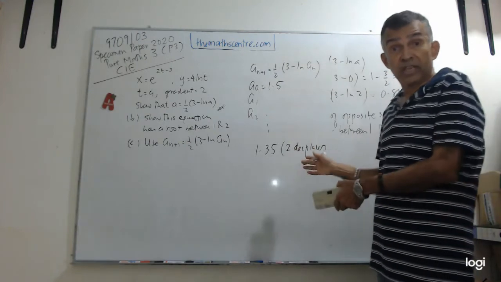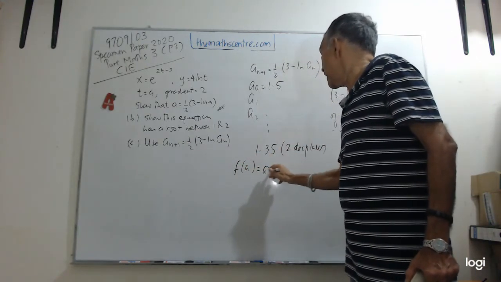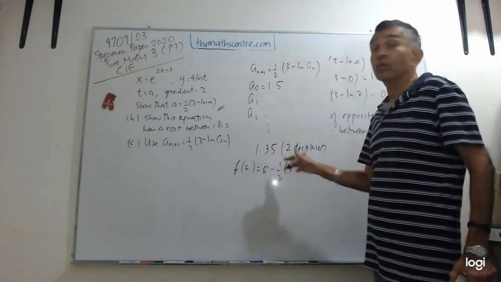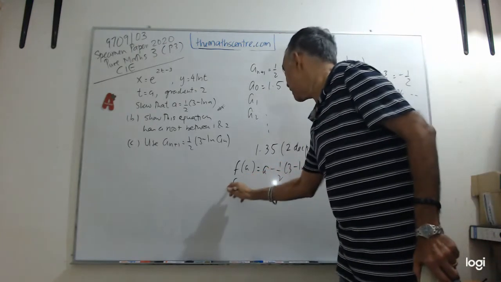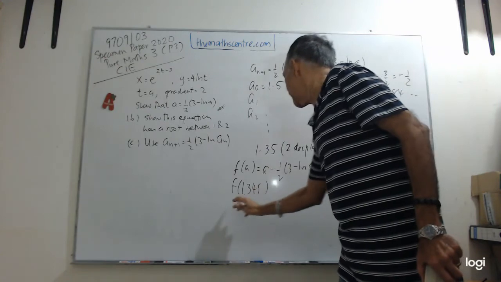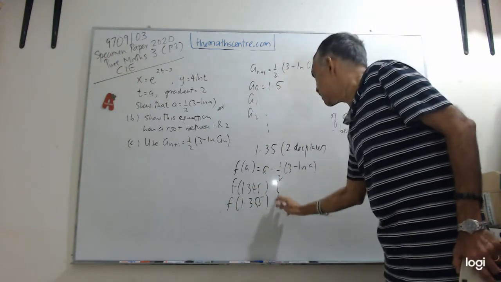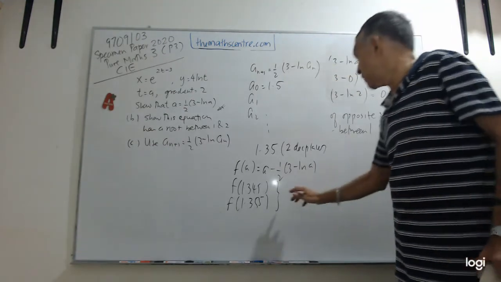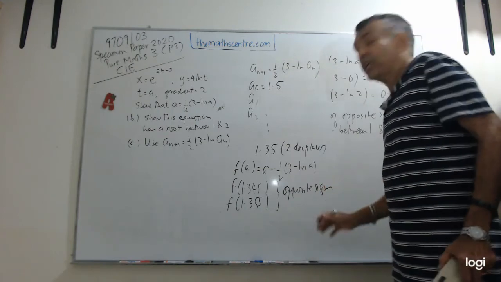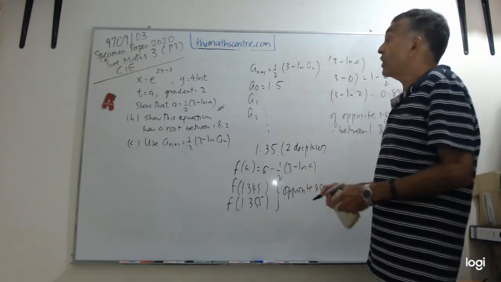1.35. But don't forget, you will check this though. So you must come back to your f(a) equals a minus a half (3 minus ln a). You want to make sure that it's correct to 2 decimal places. So you check 1.345 and 1.355, and make sure, show the working, that they are of opposite signs. Then you know that you've got your answer, 1.35 correct to 2 decimal places. Okay, that's the end of the problem.